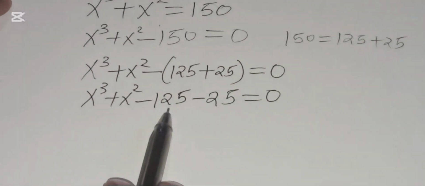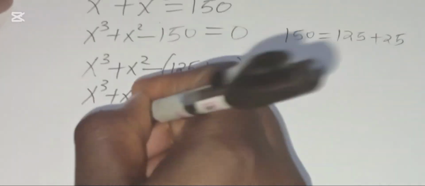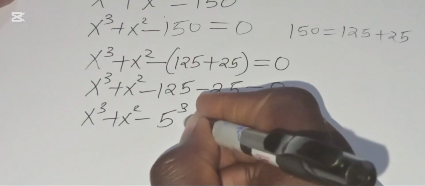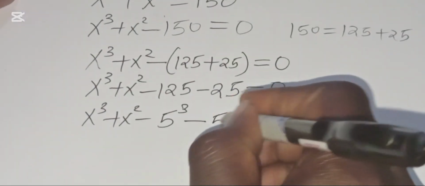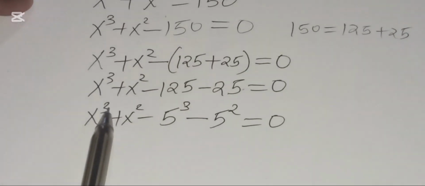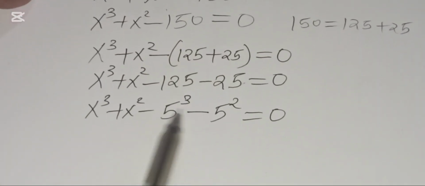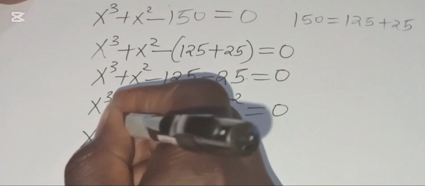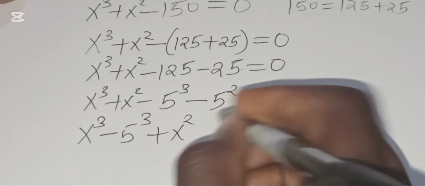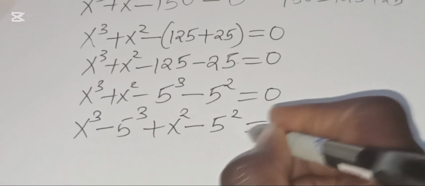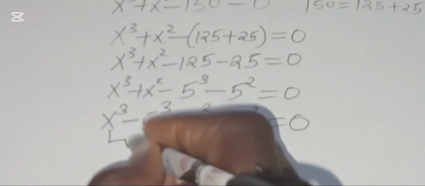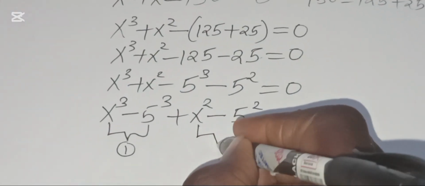Now from here, we can express this as x cubed plus x squared, subtract 125 can be expressed as 5 raised to power 3, subtract 25 can be expressed as 5 raised to power 2, this is equal to 0. So let's combine x power 3 and 5 raised to power 3 because they have the same exponent. That's what we have: x raised to power 3, subtract 5 raised to power 3, plus x squared, subtract 5 squared, this is equal to 0. Now we have two parts here. We have the first part and we have the second part.